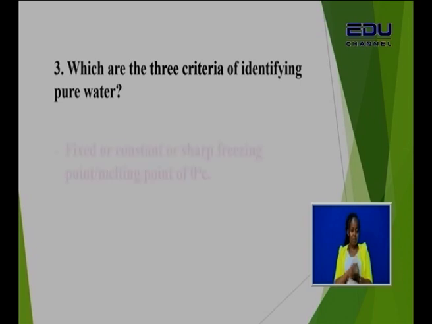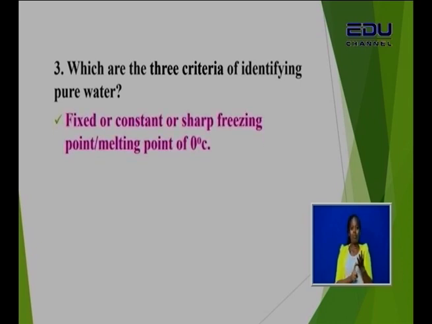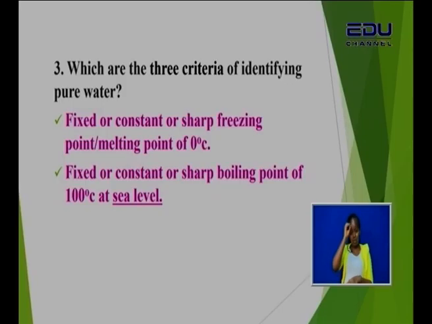There are 3 main criteria. Number 1, it melts at 0 degrees Celsius, fixed. Remember, it's fixed. Then boils at 100 degrees Celsius, and then has a density of what? 1 gram per cubic centimeter.